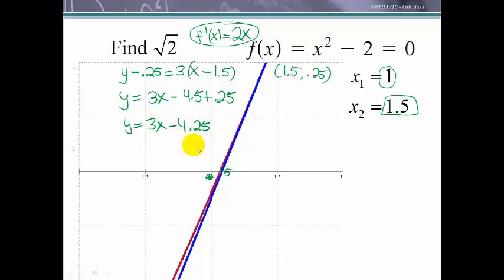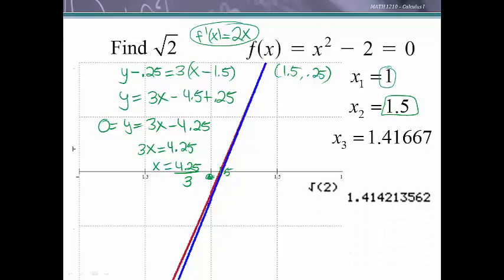Now, if we want to follow this down to its x-intercept, we want to find out where this equals 0. So 3x equals 4.25, and x is going to be 4.25 divided by 3. So that is 1.41667. So our third approximate for this root is 1.41667. So we've done this procedure twice, and that's what we got. Well, let's put the square root of 2 in a calculator, and this is what we get for the answer. So we were accurate to 2 decimal places by doing 2 of these applications of Newton's method.